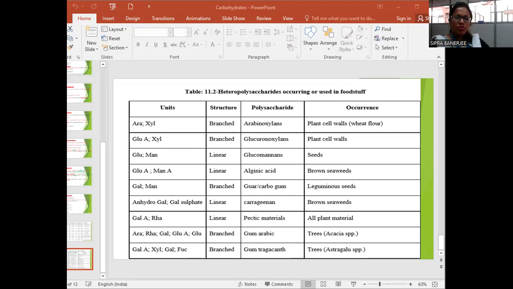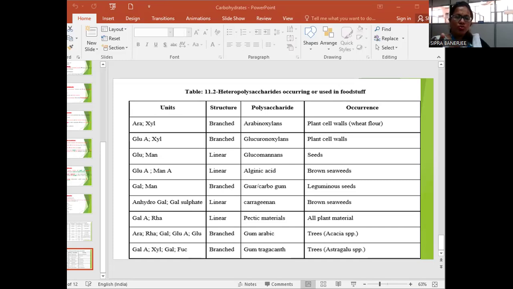It's not required for this one. Different examples of glucose show different isomerism. See the different structures of glucose. Reducing sugar: whenever glucose can be reduced with the aldehyde group, it is known as a reducing sugar.